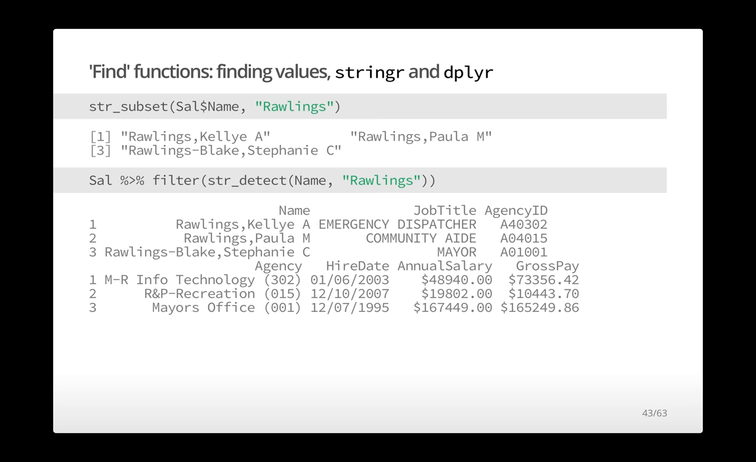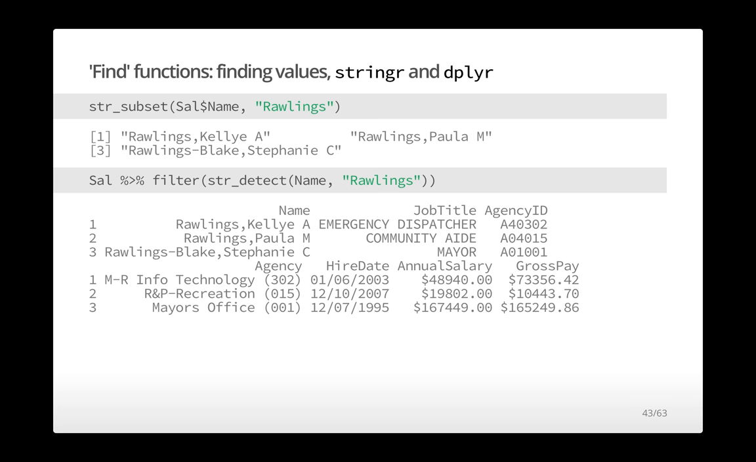So I read in some of the salary data for the city, and the data set's called Sal, and the names of the people in the city are name. So we said str_subset Sal dollar sign name, the word Rawlings. So there's three people. Previous mayor, Stephanie Rawlings-Blake. She's not the mayor anymore. So this was from a few years ago. So these are the three people in that data set that had the word Rawlings in there. If it was lowercase rawlings here, it would still match those. Didn't do anything about that.